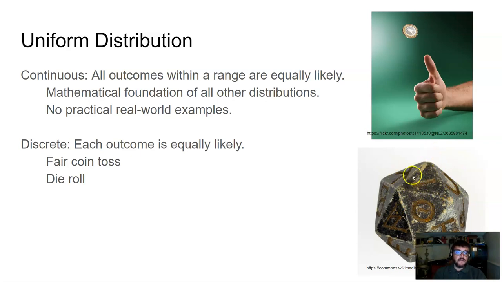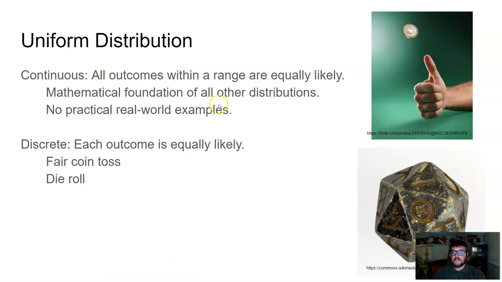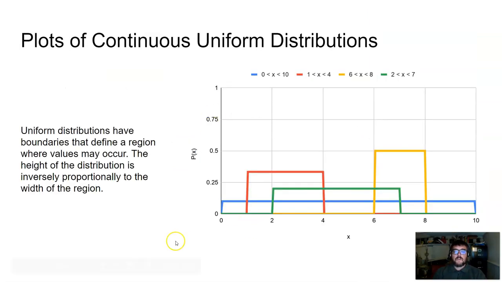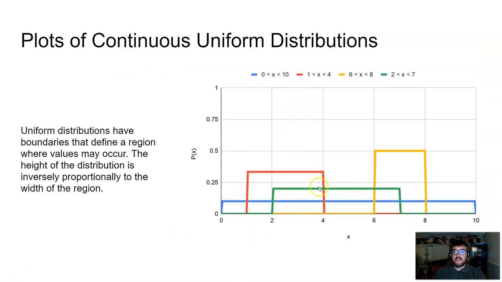continuous. This is an ancient, many thousands of years old die from Greece. You can see they were already rolling 20s back then. And just like the normal distribution, if it's narrower on the x-axis, then it has to be higher on the probability mass function axis. But the area under each of these curves is 1.